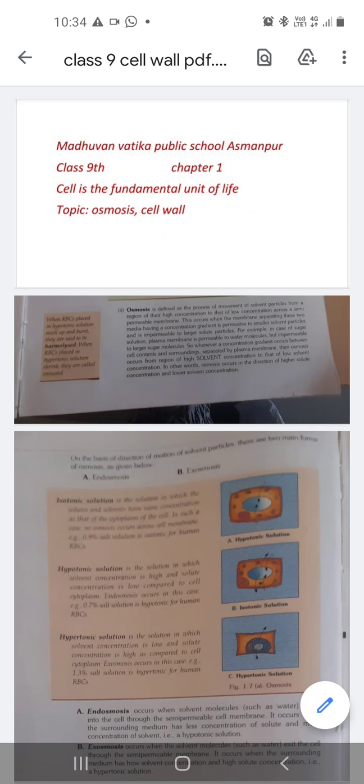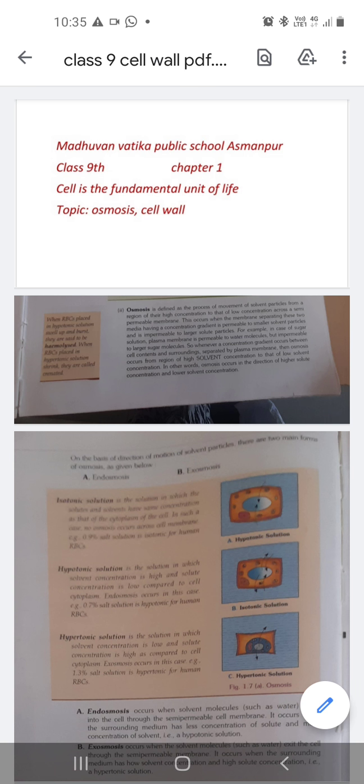We were doing the mechanism of transportation, in which we were doing passive transport. In the last video, we did diffusion. Now we are going to do osmosis. What is osmosis? Osmosis is the process of movement of solvent particles from the region of higher concentration to that of lower concentration across a semi-permeable membrane.